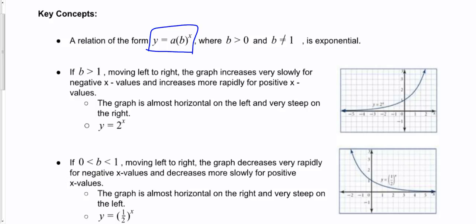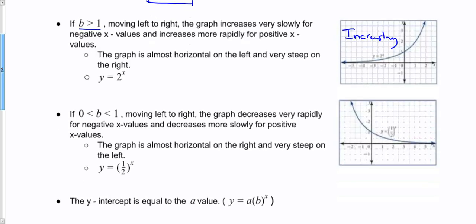So we also know that if the b value, in the second bullet part here, is bigger than 1, then moving from left to right, the graph increases very slowly for negative values of x and increases more rapidly for positive values of x. So this graph is increasing in value. It's almost horizontal to the left of the y-axis, and it's very steep on the right-hand side of the y-axis.